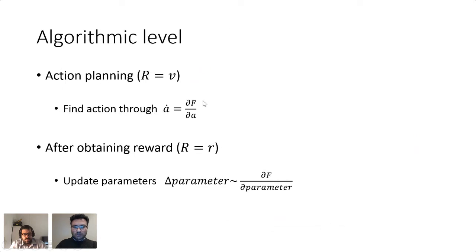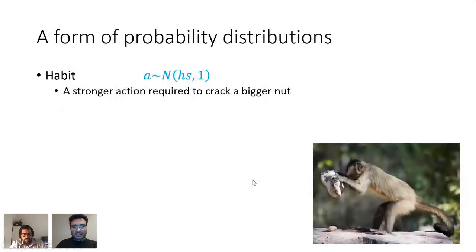So during action planning, the action intensity is changed proportionally to the gradient of the objective function f until it converges to a value which maximizes this function f. And then once the reward is obtained, the parameters are modified according to the gradient of f. To make this algorithm more concrete, let us give the form of this probability distribution.